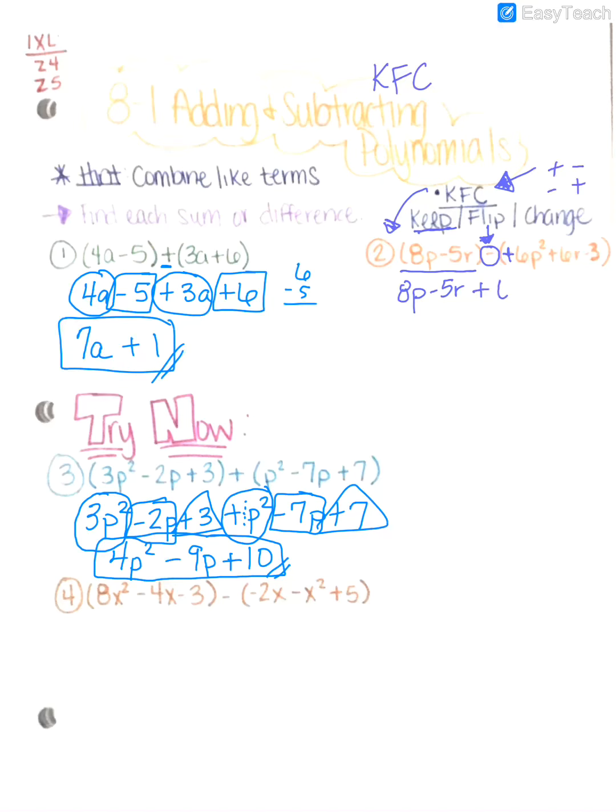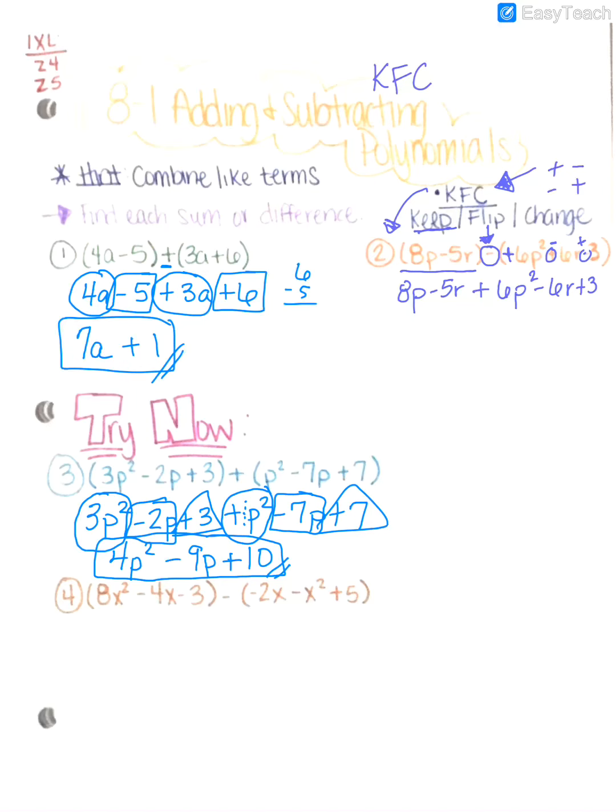So you're going to go ahead and do 6 plus 6p squared. You're going to change this plus to a minus, so it'll be minus 6r. And then this minus right here, you're going to go ahead and change it to a plus. So plus 3. Notice I went ahead and eliminated those parentheses by doing the keep, flip, change.